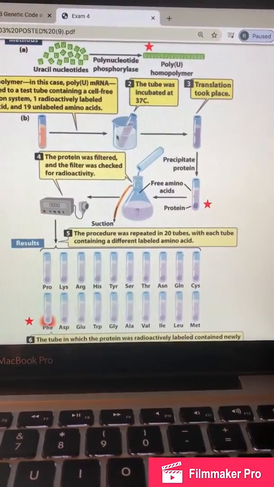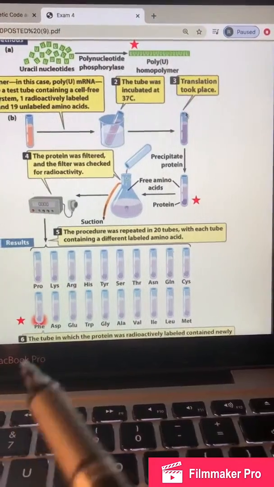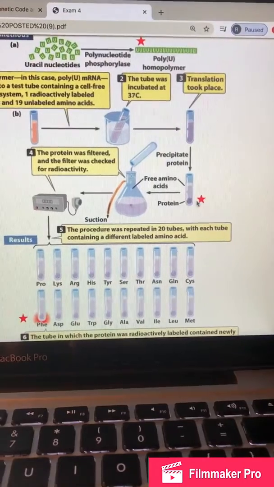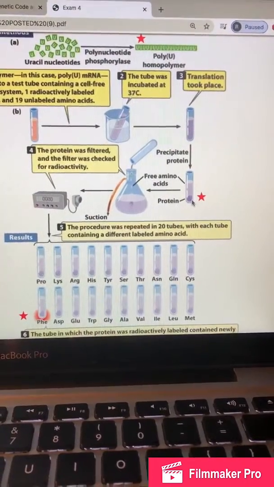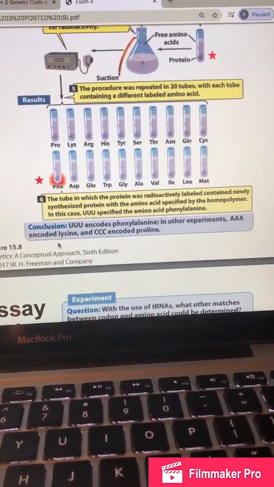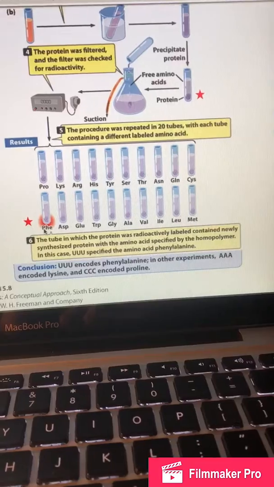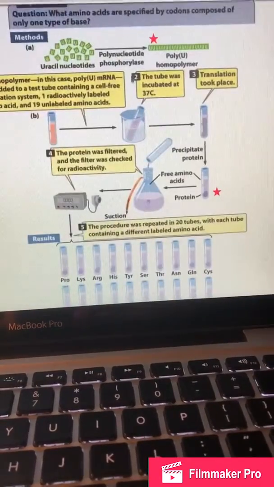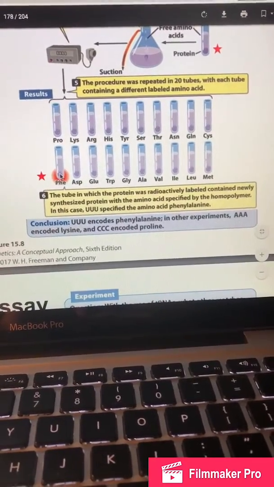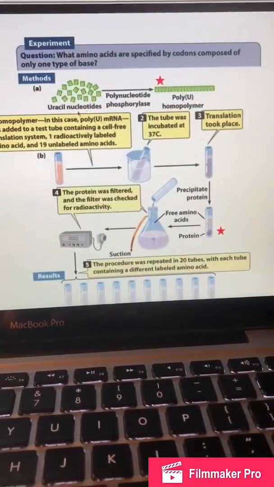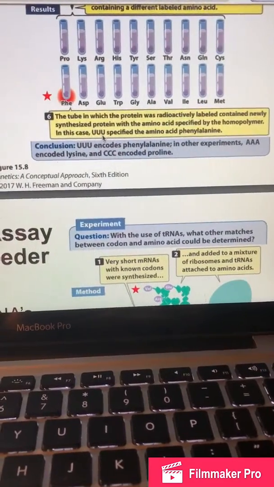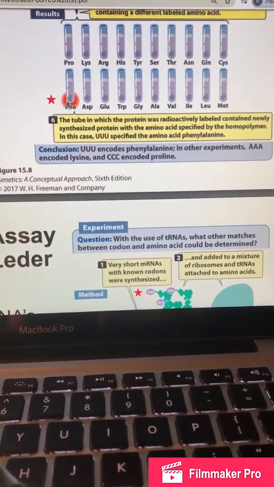So all of these test tubes were incubated and allowed to have translation occur. And once translation occurred, the proteins were filtered out and tested for radioactivity. Now, if any of the new proteins had radioactivity, they knew that whatever homopolymer they were testing matched with that amino acid. So in this case, using a poly-U strand, they found that UUU, 3 uracils, codes for phenylalanine.